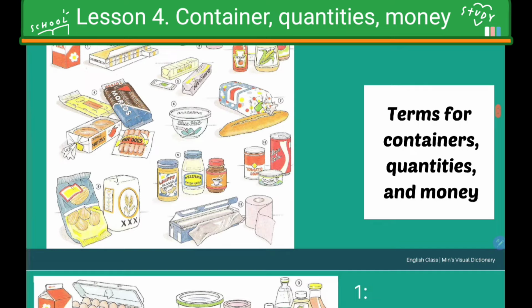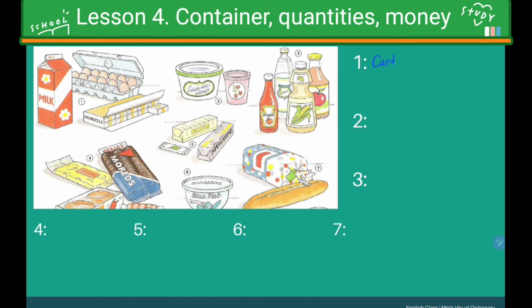Number 1, we use this to package milk, eggs, or cigarettes, and this is carton. And the phonetic symbol is like this, and the stress is on the first syllable right there. So it's carton. We use it for a carton of milk, a carton of cigarettes, a carton of apple juice.